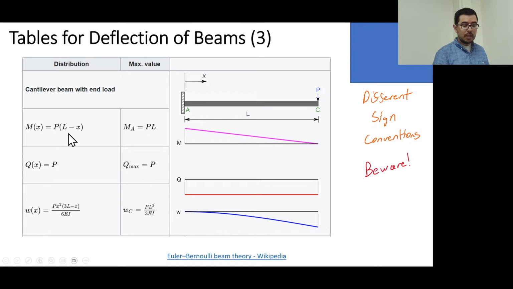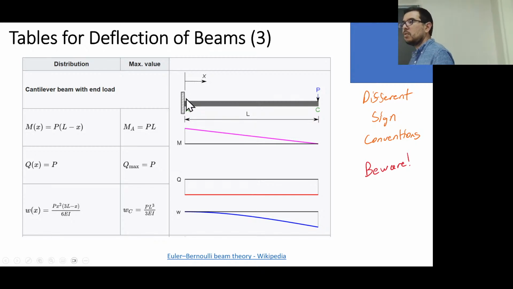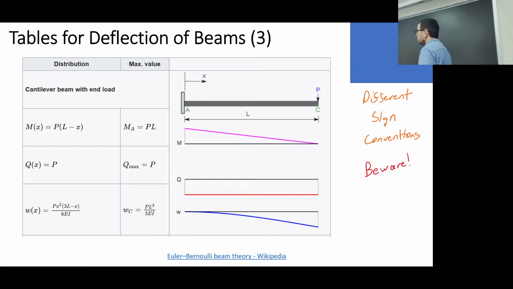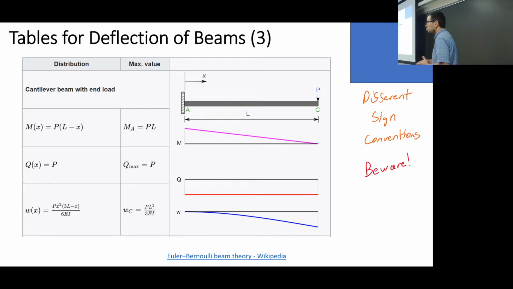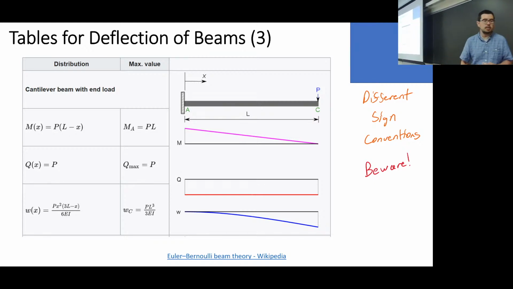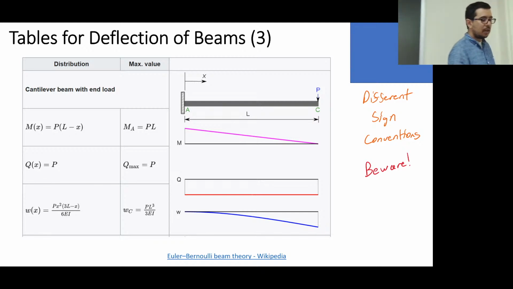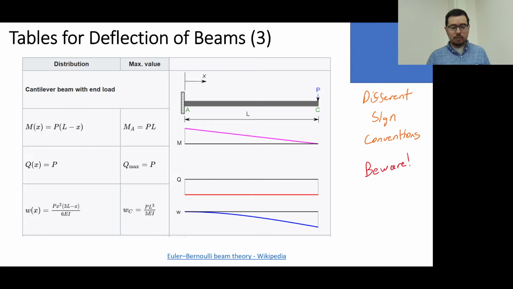I can plug in P into this equation, right? And then I can figure out what the moment is, right? That's maximum here at this location, and I can then figure out that sigma is equal to negative My over I. So you can do all this, making a few assumptions, without having to even break out a force gauge.